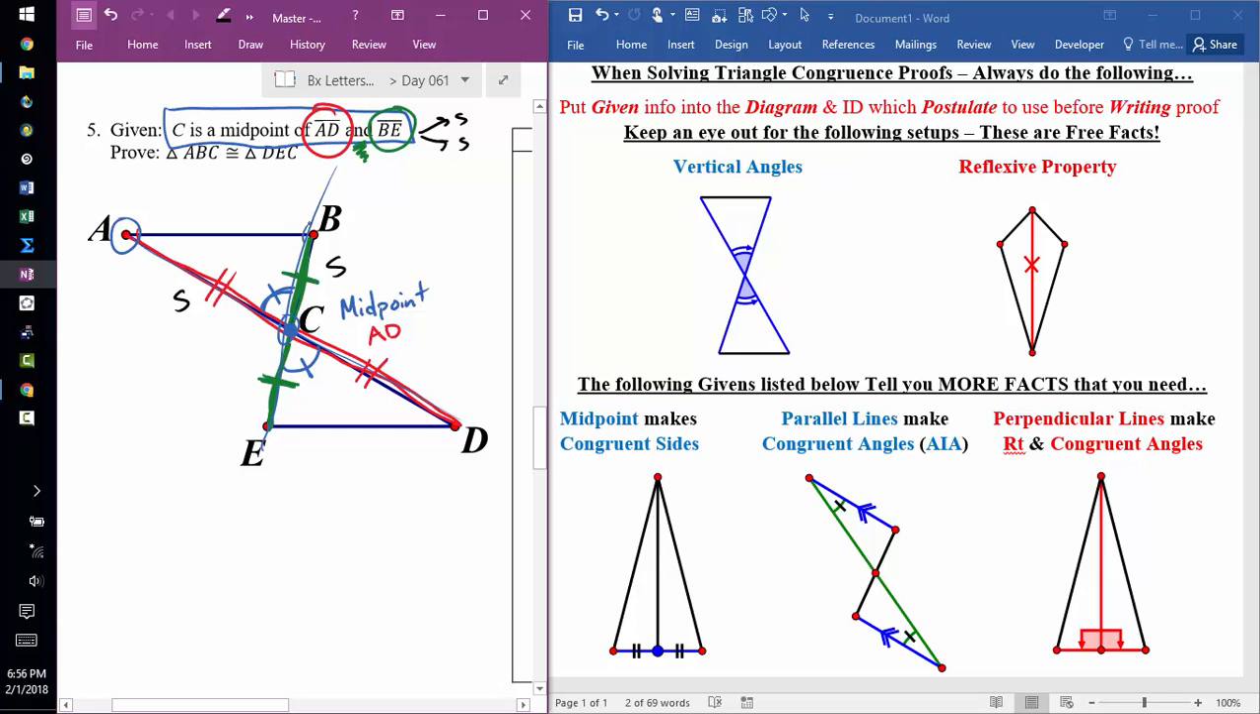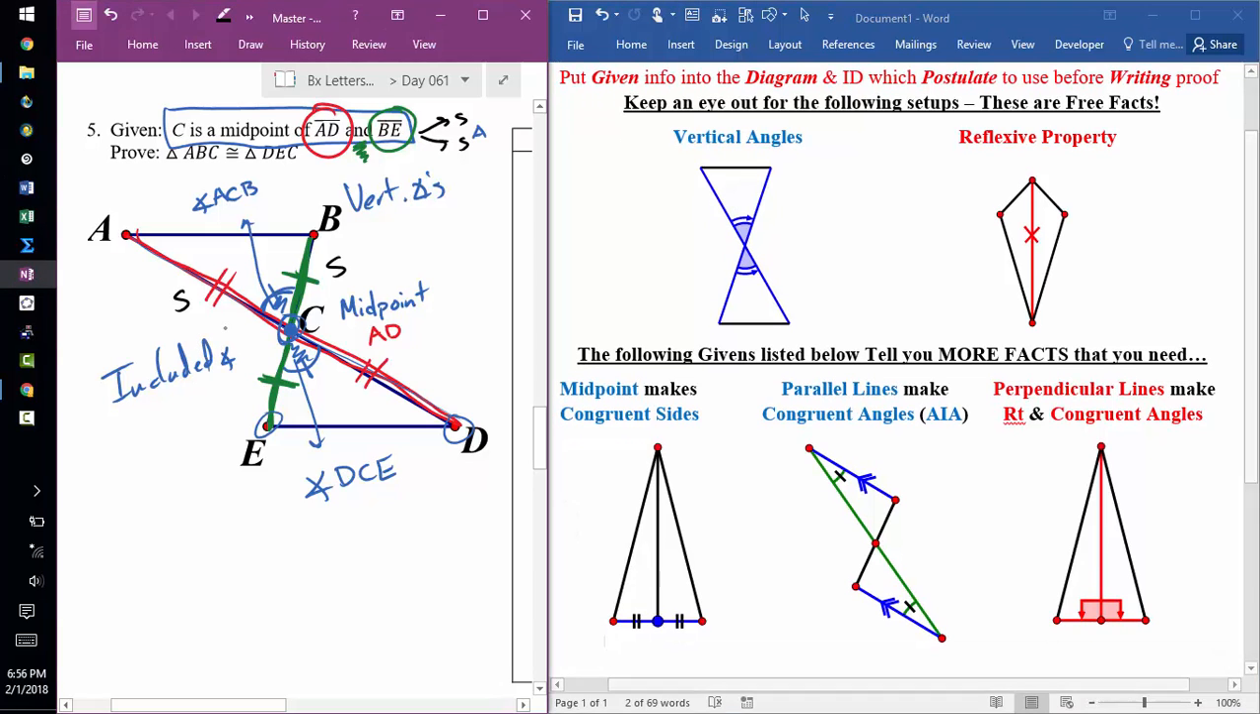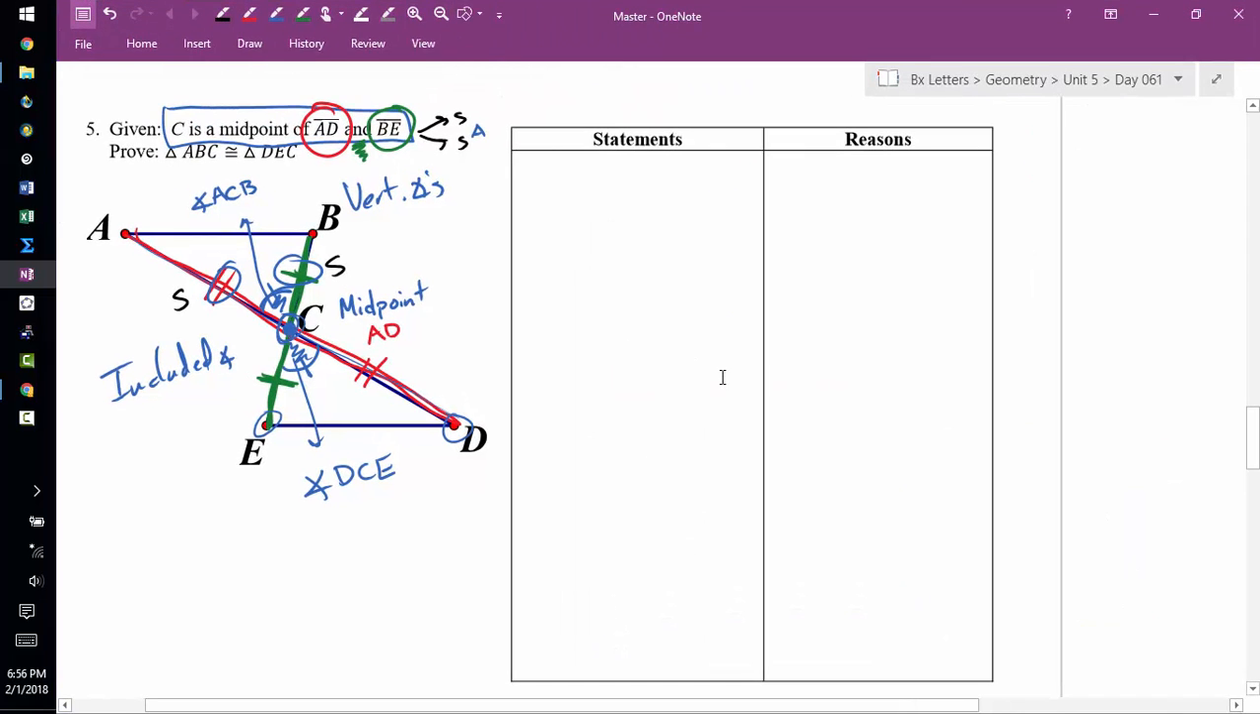So A to C to B. This angle is angle ACB. It gets C in the middle. And then we come down, and we can see that this angle right there is angle D to C to E. That is angle DCE. And that will be vertical angles. That's how I'm going to get my angle. And that angle is included. It's between my two congruent sides. That's how I know this is a side angle side. It will work. So I'm ready to write up my proof now.